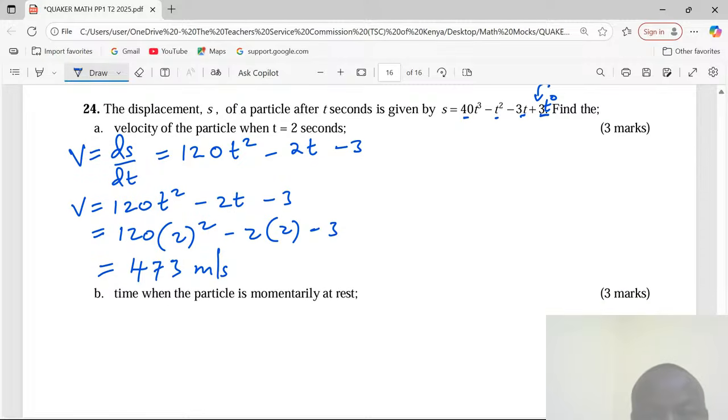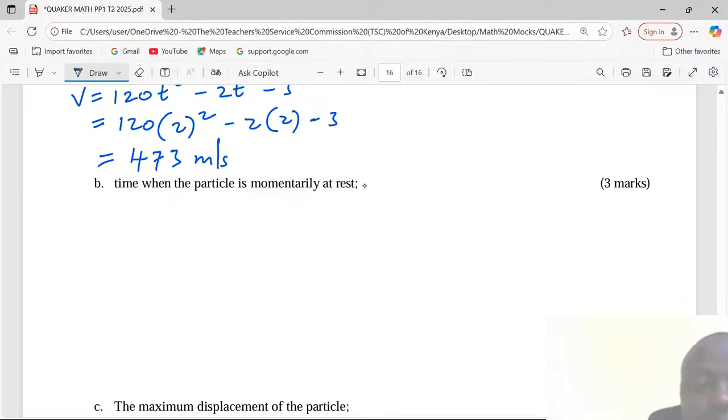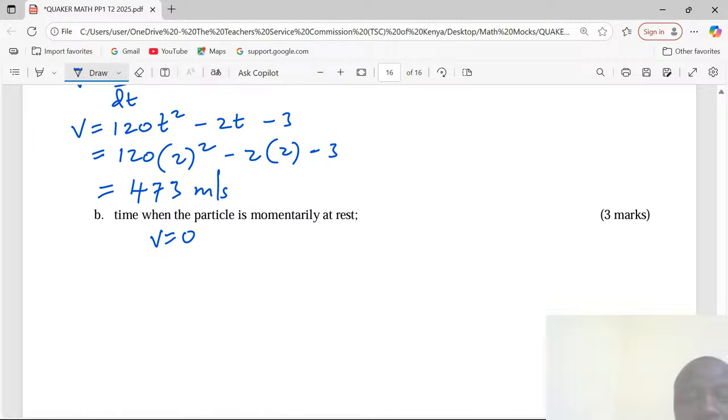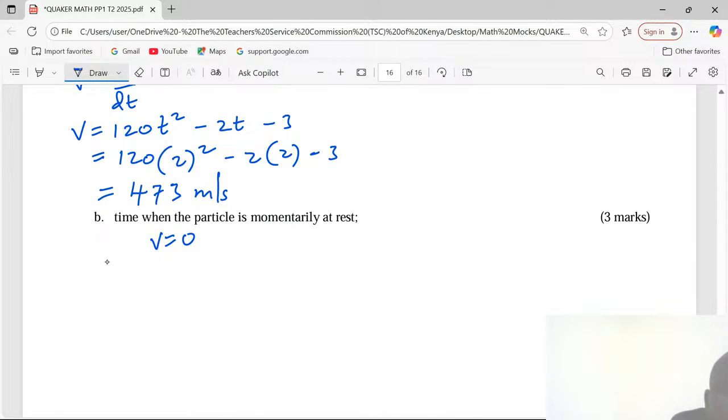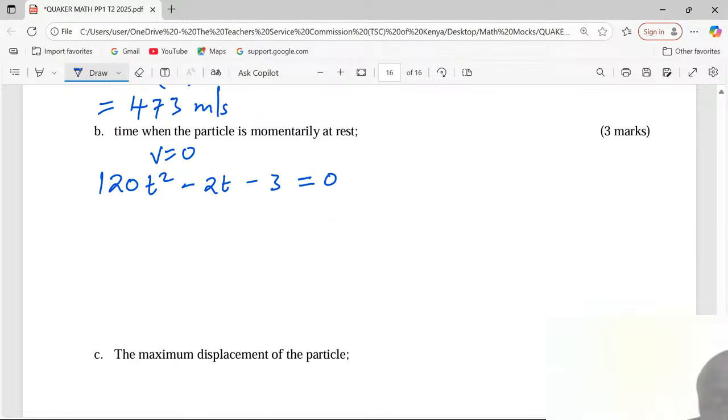We are also told to find the time when the particle is momentarily at rest. Momentarily at rest means velocity becomes 0. That is the meaning of momentarily at rest. So according to the velocity function, when shall velocity become 0? 120t² minus 2t minus 3 equals 0. So we solve this quadratically so that we may know the values of t when the particle is momentarily at rest.